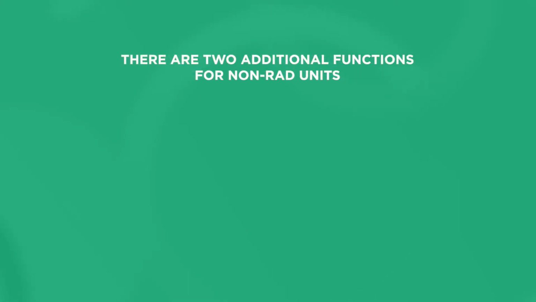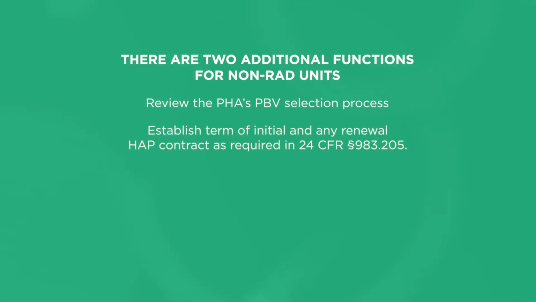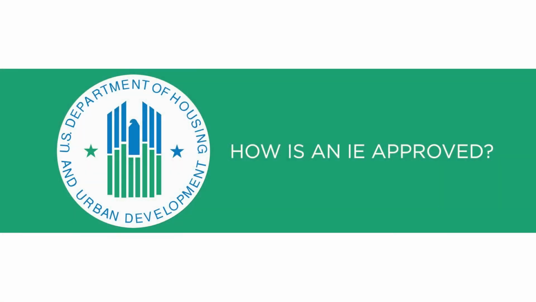There are 2 additional functions for non-RAD units. These include review the PHA's PBV selection process. Establish term of initial and any renewal HAP contract as required in 24 CFR Section 983.205.